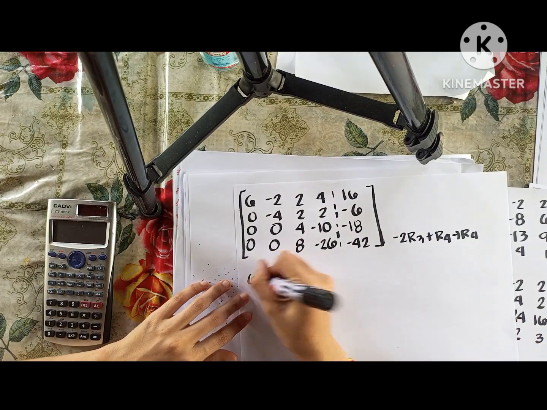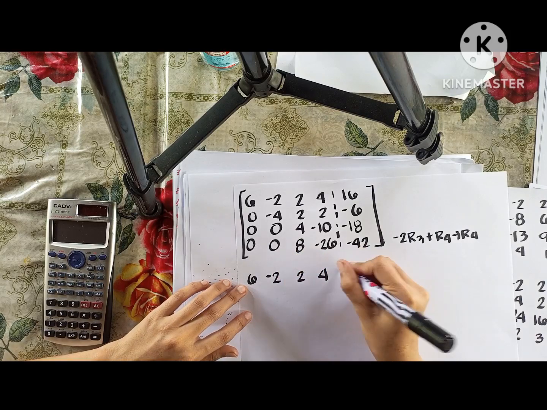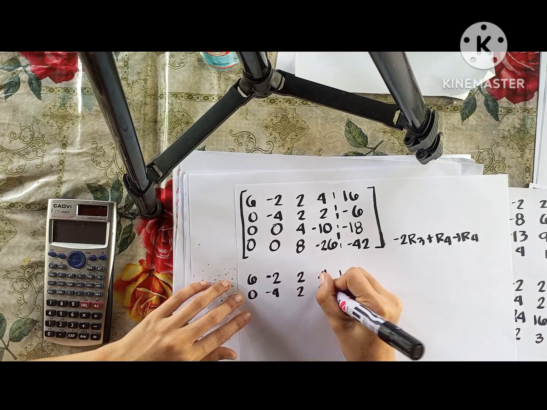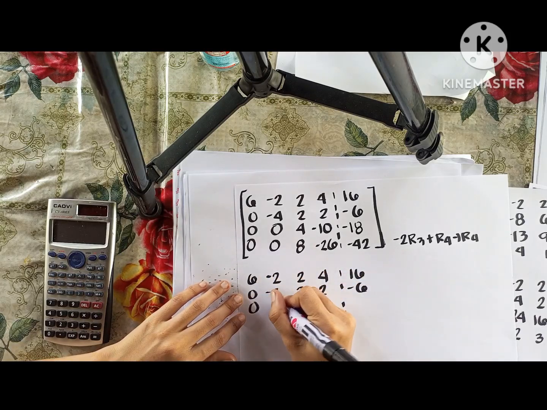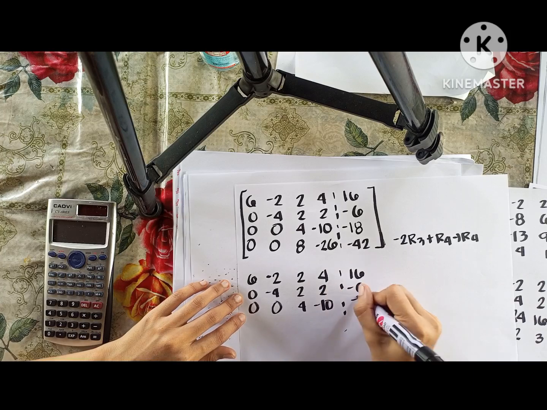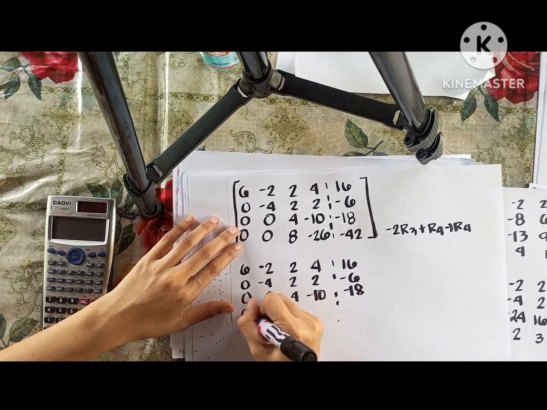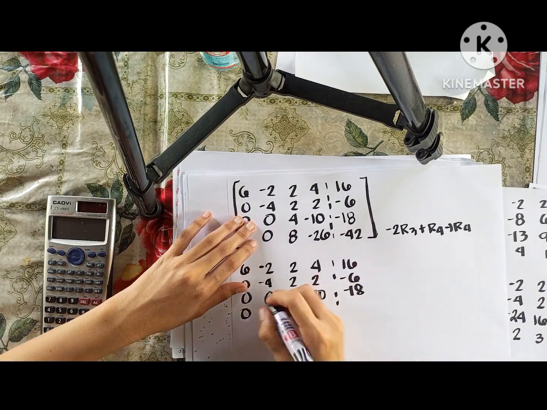So we have 6, negative 2, 2, 4, 16. So here 0, negative 4, 2, 2, negative 6. 0, 0, 4, negative 10, negative 18. Now, negative 2 times R3 is 0 plus R4, so this is 0. Negative 2 times R3 is 0 plus 0 is 0.